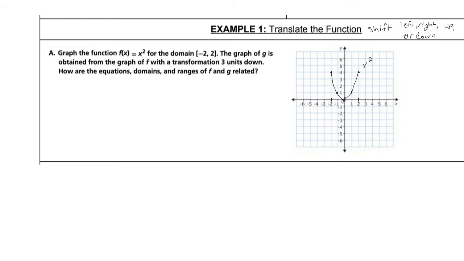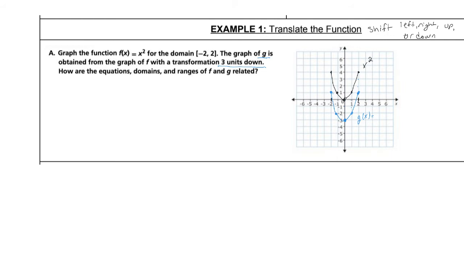Now it says the graph of G is obtained from the graph of F. We're going 3 units down. How are the equations, domain, and range of F and G related? So we're shifting every point we see down 3. 1, 2, 3. 1, 2, 3. 1, 2, 3. All right, here's our graph of G of X.